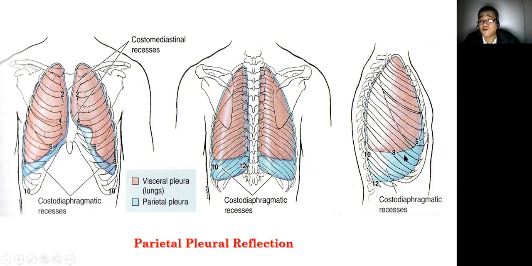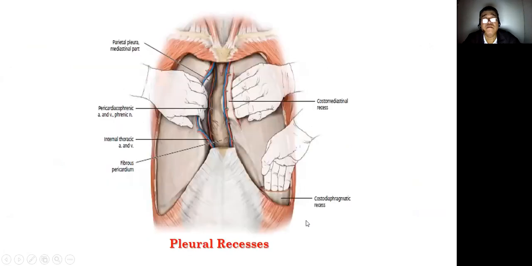Okay, this is where usually blood can collect if there is an injury to the lungs, or pus if there is infection of the lungs such as pneumonia, or serous fluid can also collect in here. Okay, so these are the different pleural recesses. This is the costomediastinal recess. This is the costodiaphragmatic recess.